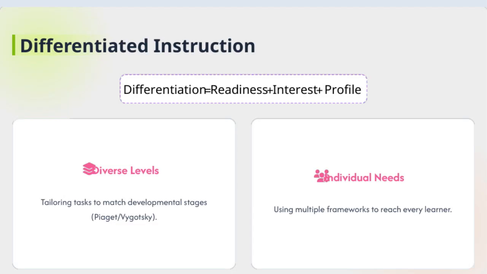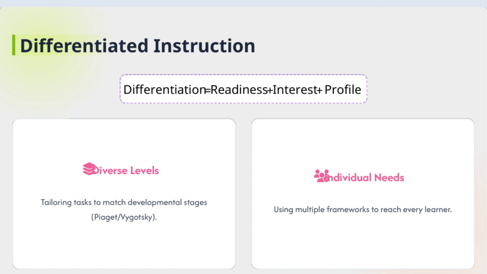Now, let's talk about how we can use multiple frameworks to reach every learner effectively. First, addressing individual needs means tailoring tasks to match each student's developmental stage, drawing on the ideas of Piaget and Vygotsky. This helps us ensure that the learning is appropriate and engaging for each child. Next, we recognize that students come with diverse levels of readiness, interests, and profiles. By considering these factors, interest and readiness, we can create a more personalized learning experience.